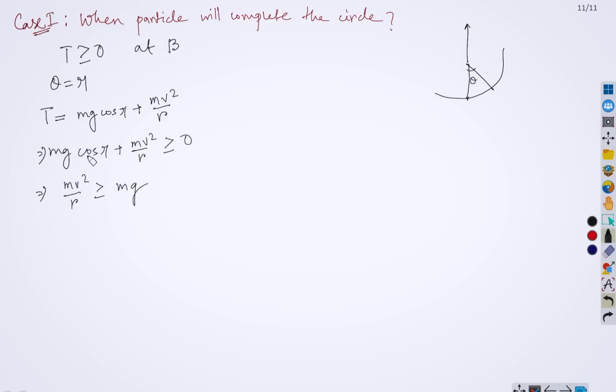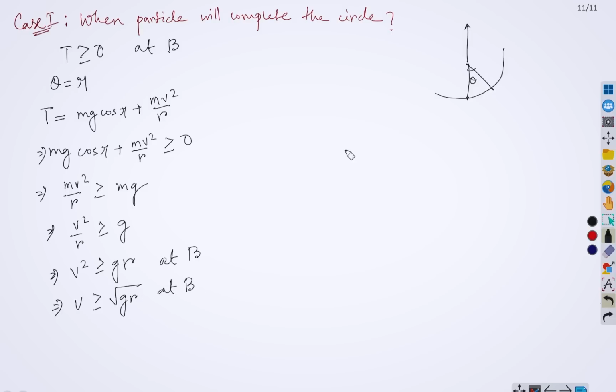I just shift this expression to the right hand side. This gives us v square by r greater than or equal to g. This gives us v square greater than or equal to gr. So you obtain v square greater than or equal to gr. Okay, this is at the highest point, at B. Now what does it mean? Let us now take the square root first. So v is greater than or equal to the square root of gr at B.